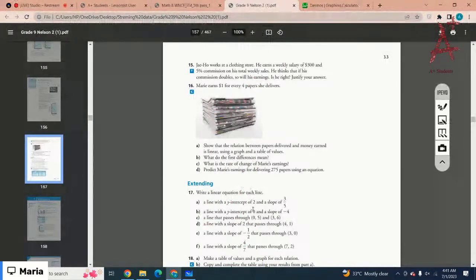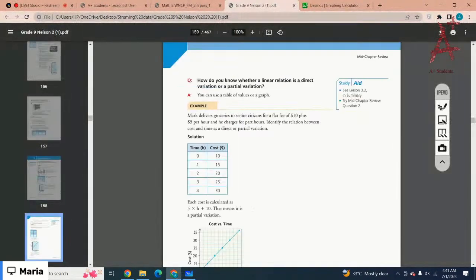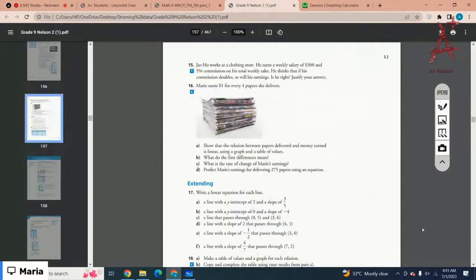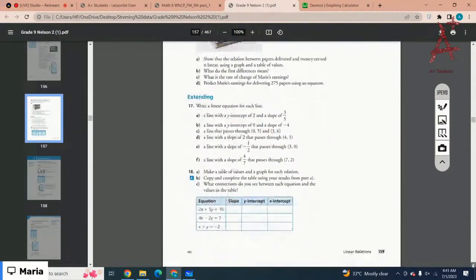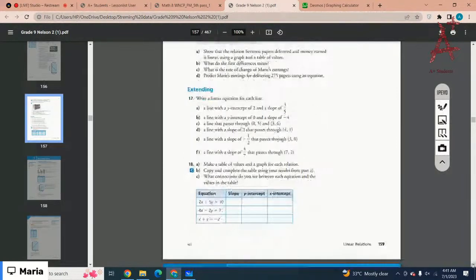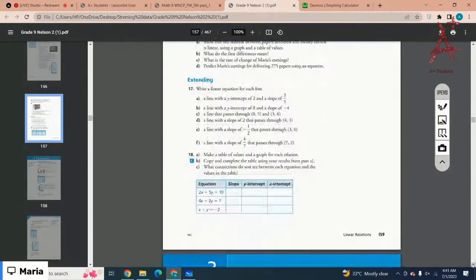Okay, you can do the rest of the questions by yourself. So we are done with 3.3, investigating linear relations. Okay, let's just do 18.